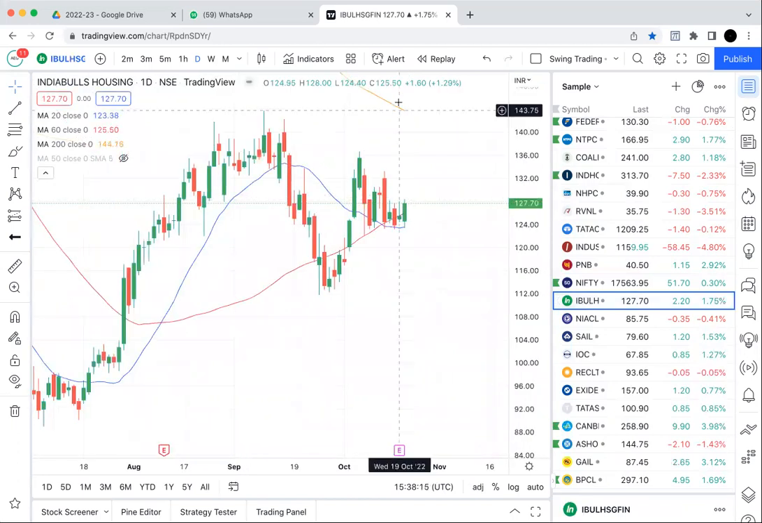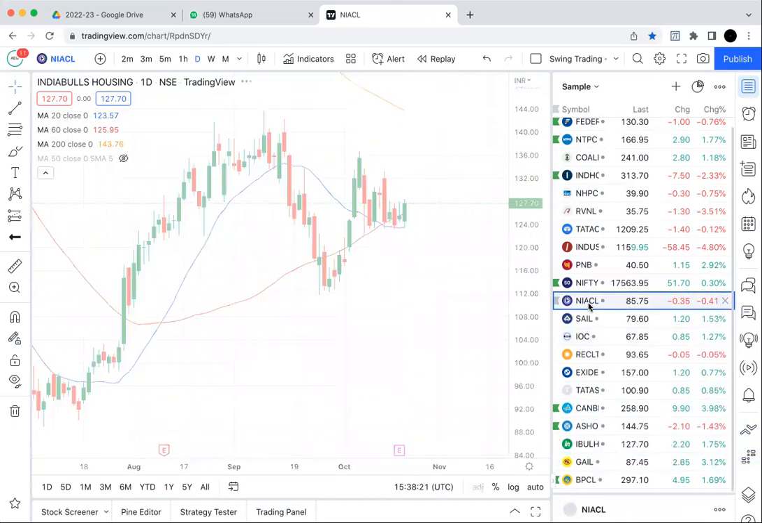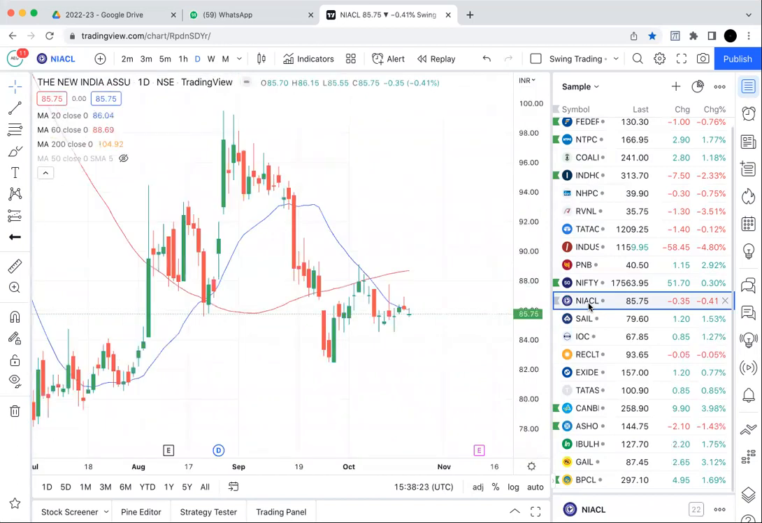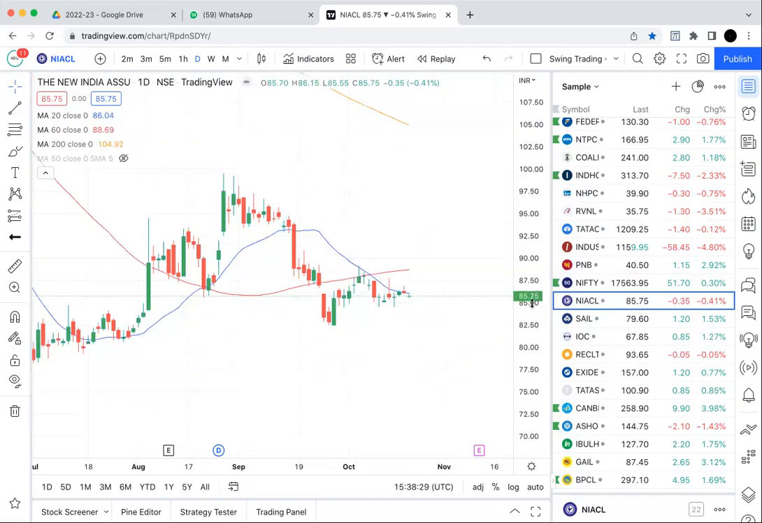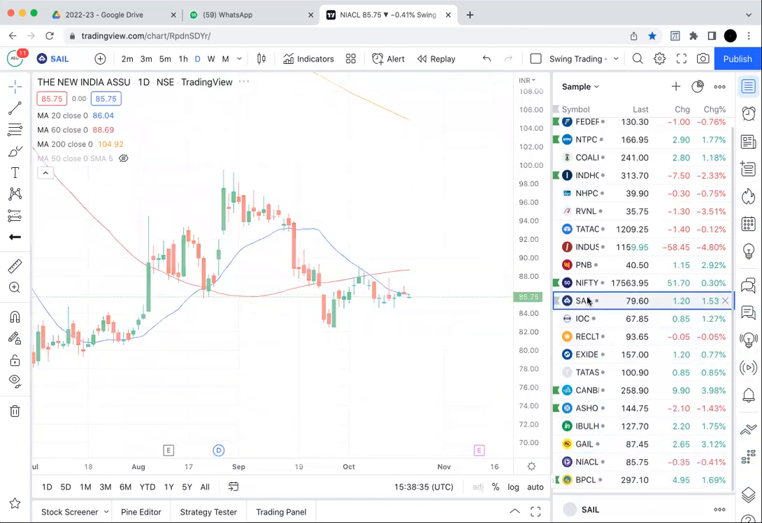This one also, see that? The 200 is on the top, where we want the 200 on the bottom instead. NIACL. All right, look at that. The 20 is on the bottom. We want the 20 on the top. And look at that, the 200 is up there as well. So that's also the reverse of what we're really looking for.